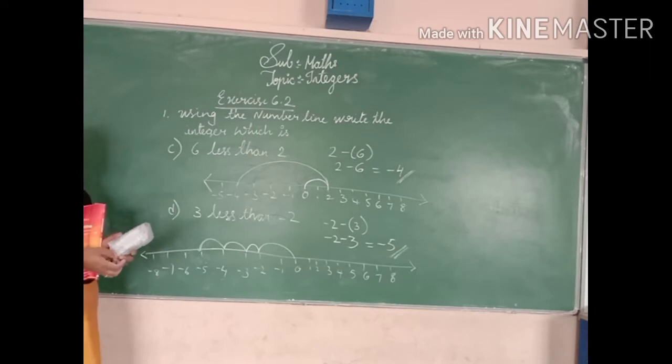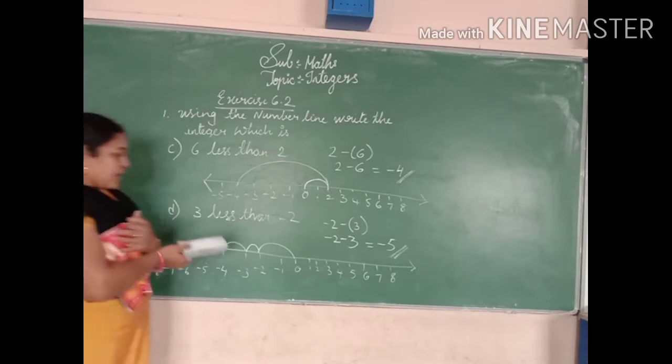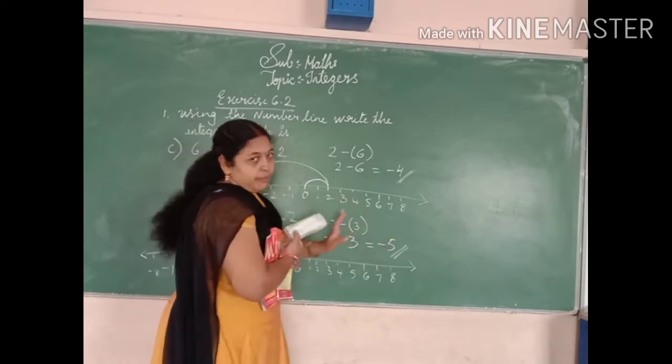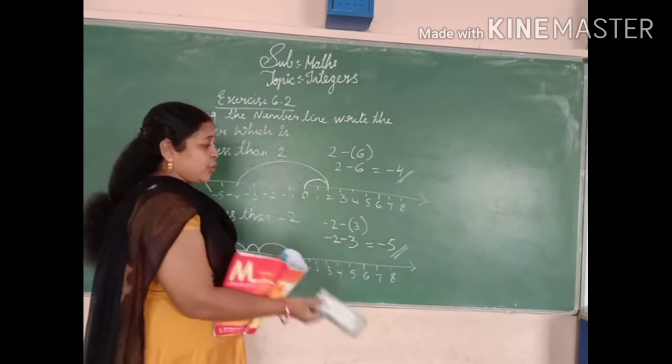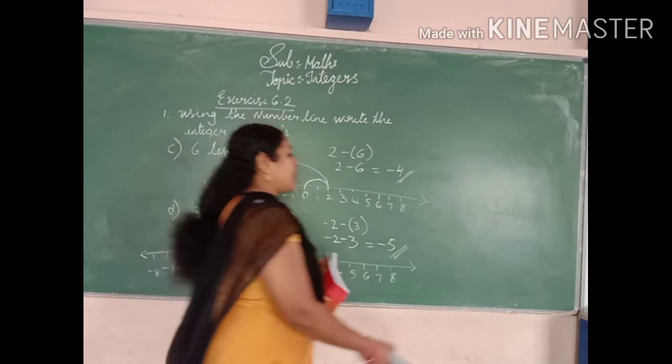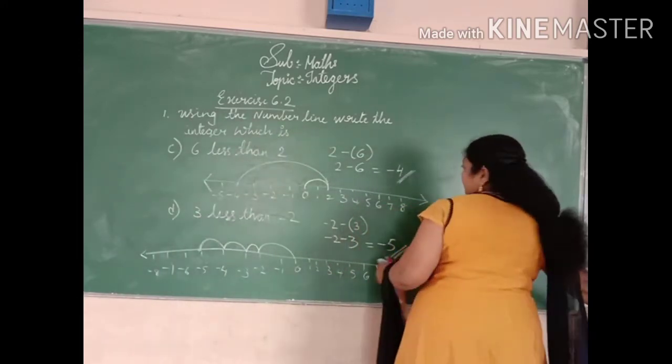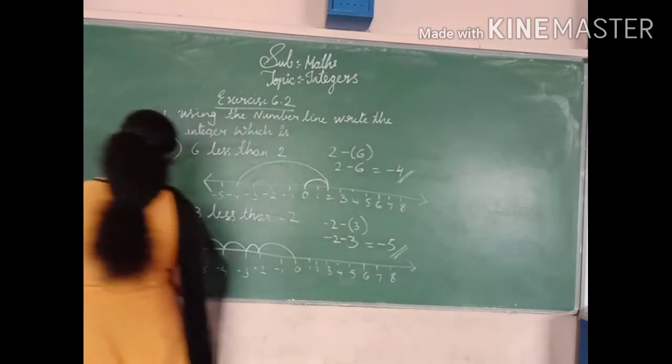Minus 2, minus 5. They have negative numbers. We add them but we write the same symbol, the minus symbol. Negative into negative is positive. So we add them but we write the negative symbol to them. Hope this is very clear with you.